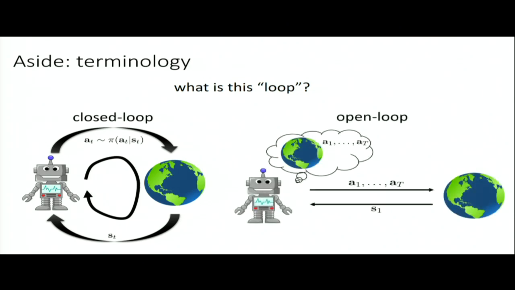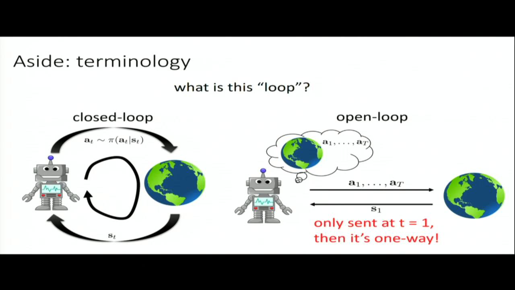Open loop refers to this picture, where the environment tells you you're going to be in some state, and then you come up with a behavior, and you commit to that behavior, and then you execute it blindly regardless of what happens next. So typically when someone says open loop or closed loop, they mean, are you continuously reacting to your states or observations, or are you committing to a plan and then carrying out that plan?